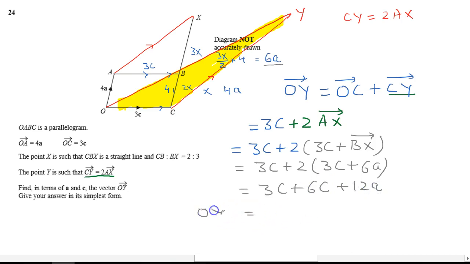So OY can be written as 12a plus 9c. So that is the answer in its simplest form. You can take 3 common, that is 3(4a plus 3c), or you can write it like that.